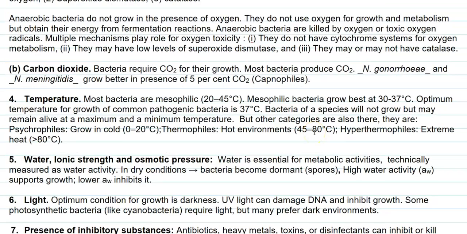Next, we look at how temperature can influence bacterial growth in nature. Most bacteria prefer a mesophilic temperature, that is 20 to 45 degrees centigrade. Especially, mesophilic bacteria will be growing at 30 to 37 degrees centigrade. So most of the human pathogenic organisms fall under this category. That's the reason common pathogenic bacteria grow at 37 degrees centigrade, which is again the body temperature.